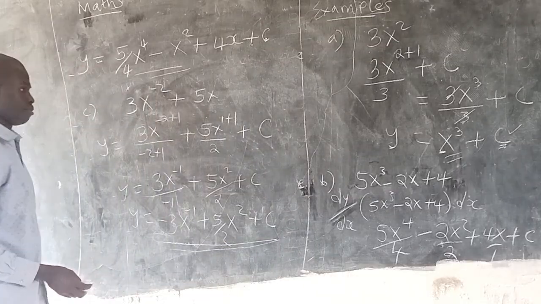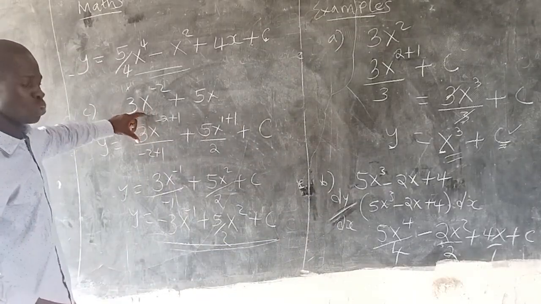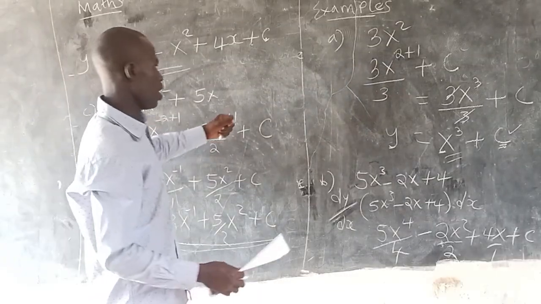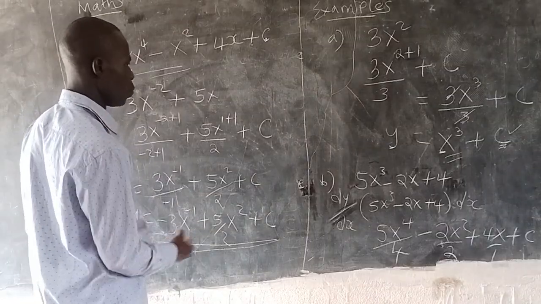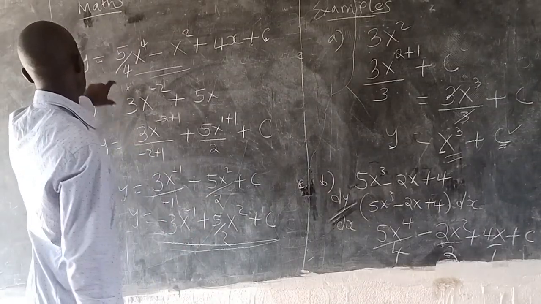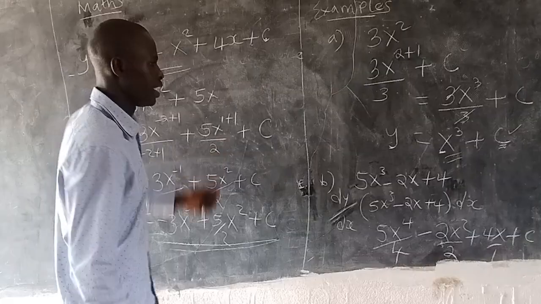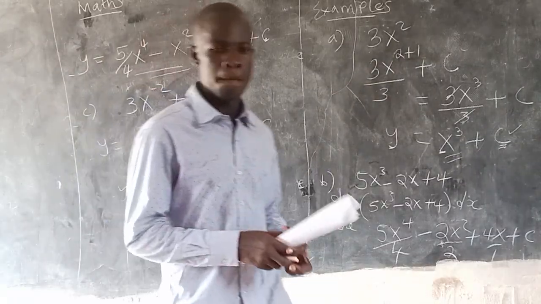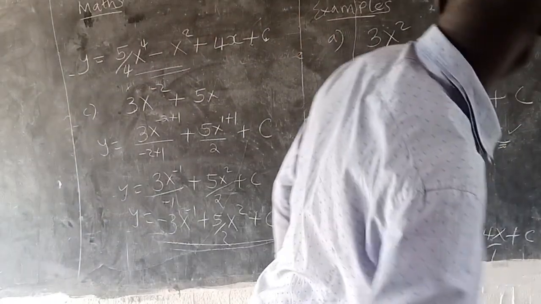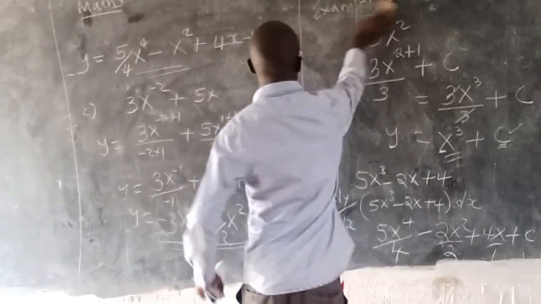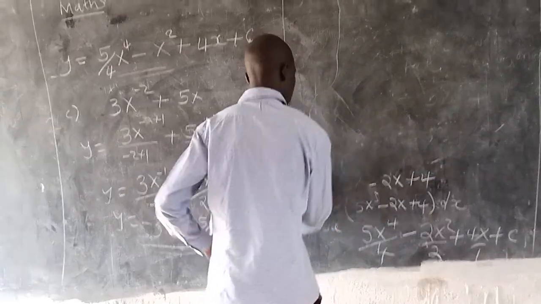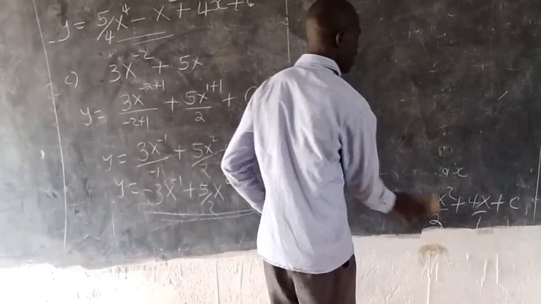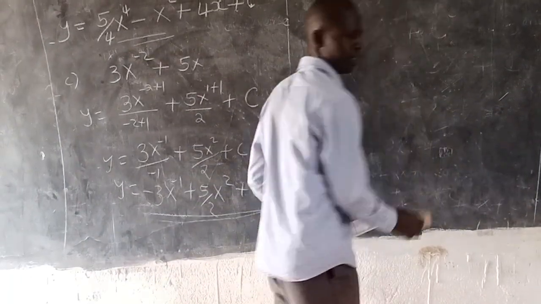So students, what is very important up to this point is to know how to integrate. And we have already looked at several examples on how we can integrate. So to integrate, the very important thing is to increase the power by 1. Then after increasing the power, we divide by the new power. Then after dividing by the new power, we add the constant c.